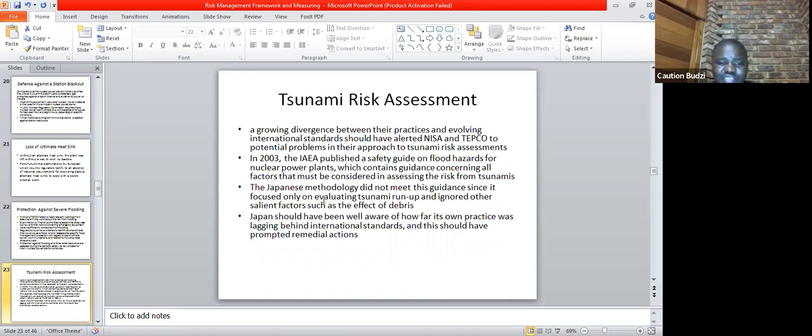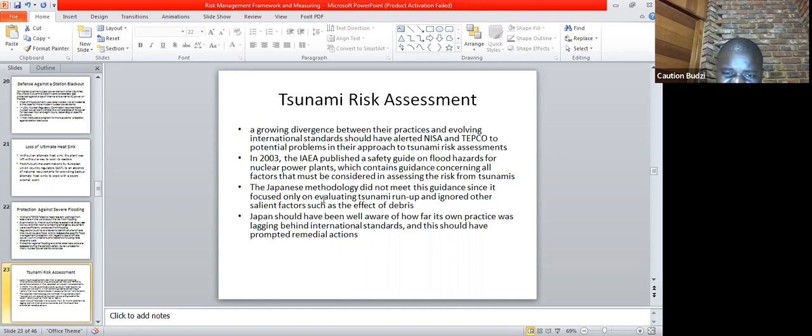Tsunami risk assessment. A growing divergence between their practices and evolving international standards should have alerted NISA and TEPCO to potential problems in their approach to tsunami risk assessment. In 2003, the IAEA published a safety guide on flood hazards for nuclear power plants, which contains guidance concerning all factors that must be considered in assessing the risk from a tsunami.